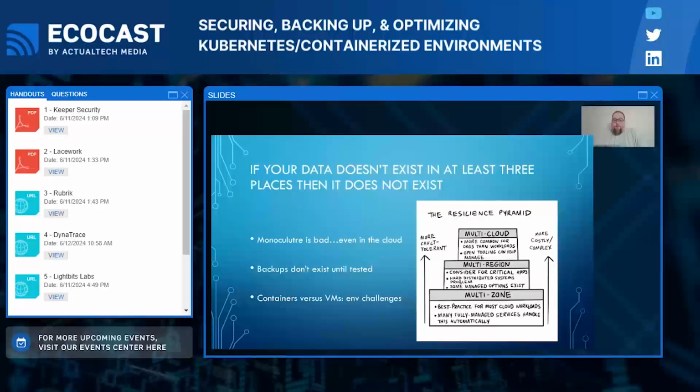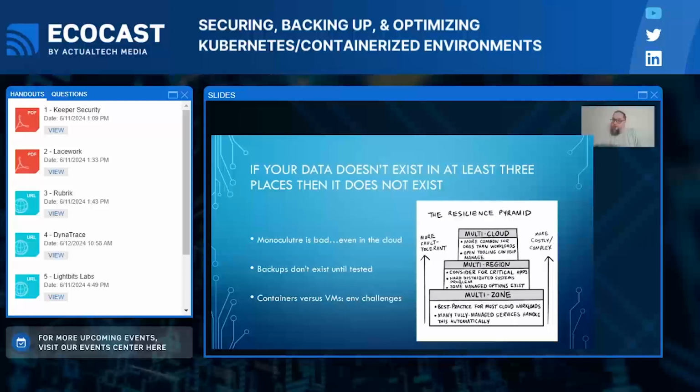As we have recently seen, monoculture, especially in the cloud, can be very, very bad. One issue with a script on a cloud vendor side can delete everything you have, including your backups, has been very publicly displayed recently. And as a follow-on from that, your backups don't exist until they're tested, and that includes any of your multi-cloud backups. With containers especially, we have to pay attention to the environmental challenges that come with all of this.